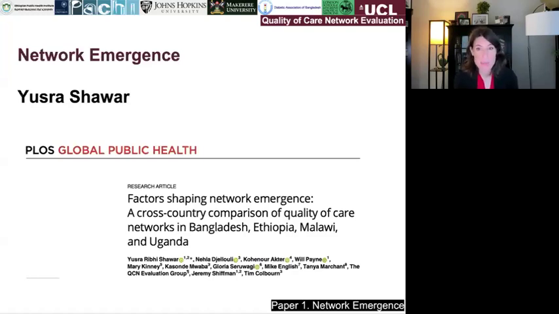QCN was conceptualized by the World Health Organization and other global partners to facilitate learning on and to improve the quality of care for maternal and newborn health within and across low and middle income countries. However, there was significant variance in the speed and extent to which QCN formed in the involved Pathfinder countries. So in the first paper, we specifically examined and compared QCN's emergence in Bangladesh, Ethiopia, Malawi, and Uganda. Next slide, please.